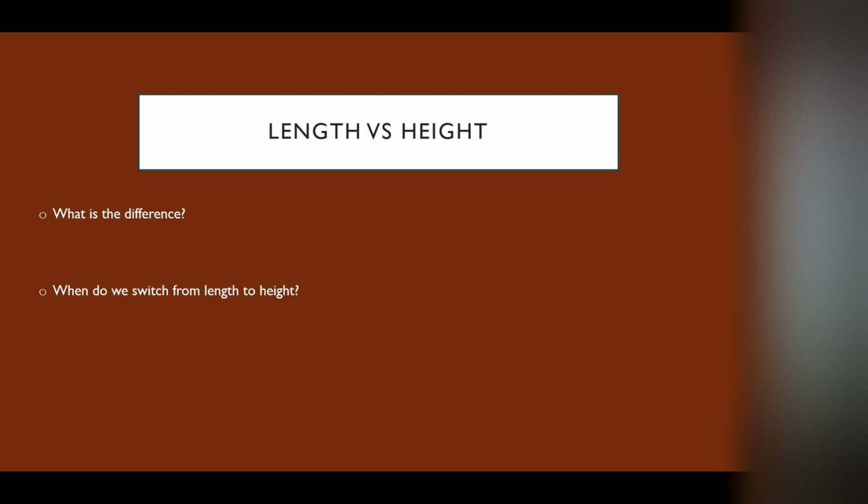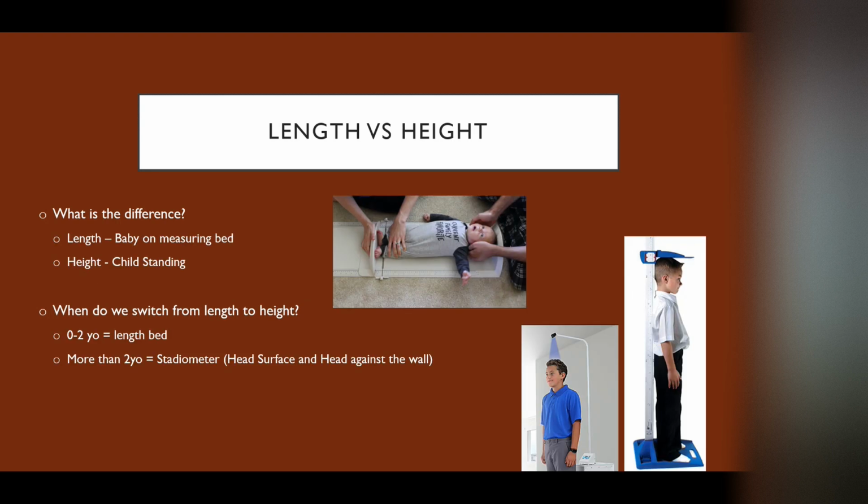Height when you can walk, length when you're born. Okay, good. So basically, the difference is how you measure it. Length is baby on a measuring bed. Important: one doctor or nurse holds the head and puts it straight, and one holds the legs extended as much as possible. Every centimeter is important.